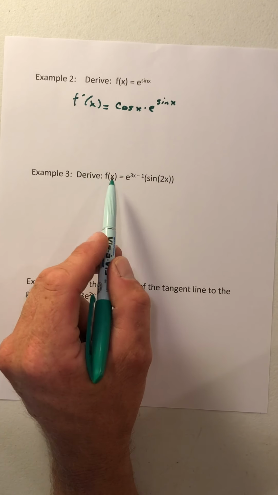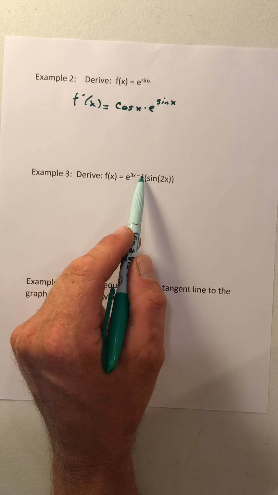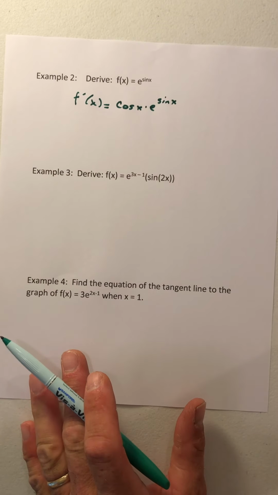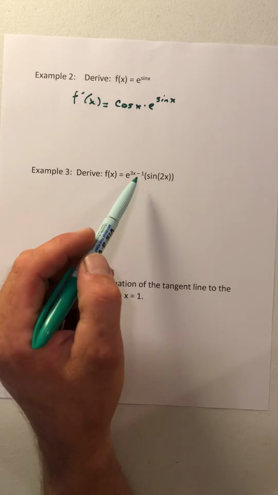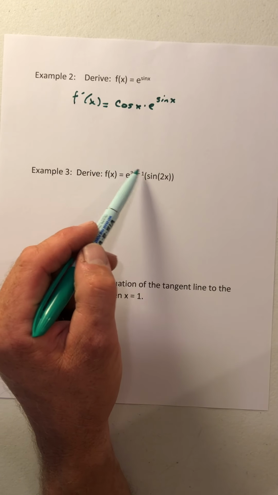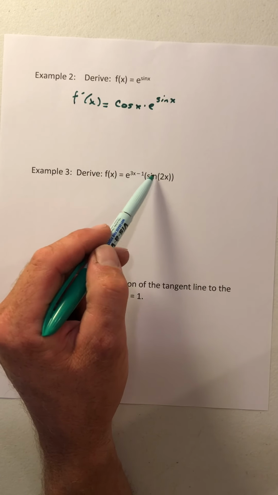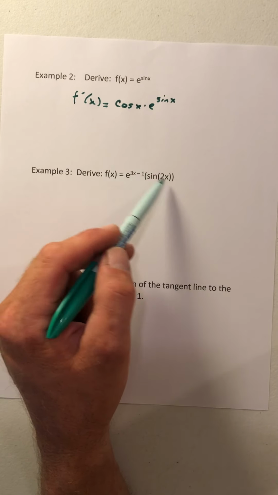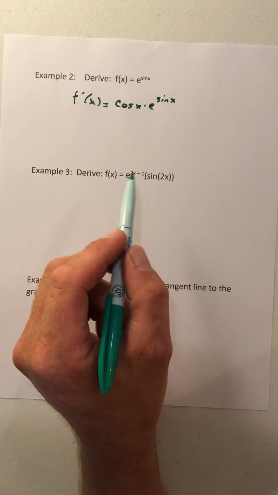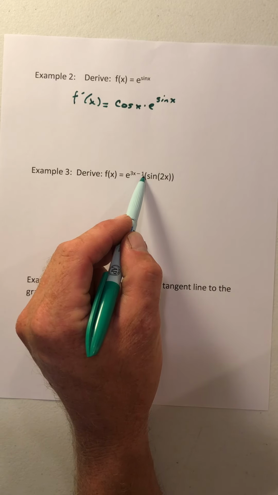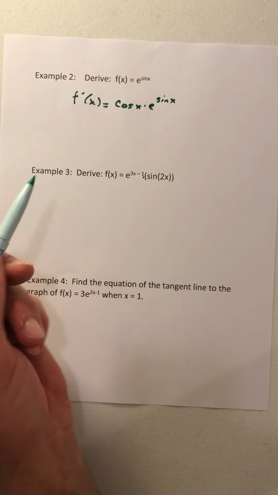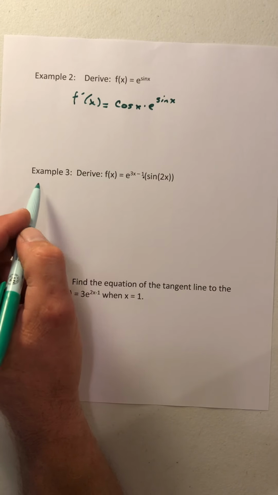Example 3, we're going to now derive e to the 3x minus 1 multiplied by the sine of 2x. So here we've got a couple of different chain rules. We have an e to an exponent that is a function. We also have the sine of an angle that's not just a single variable. So those are going to cause us a little bit of issue. We also see that we have a multiplication sign between them, and we have variables in each part. So we're going to do the product rule as well.